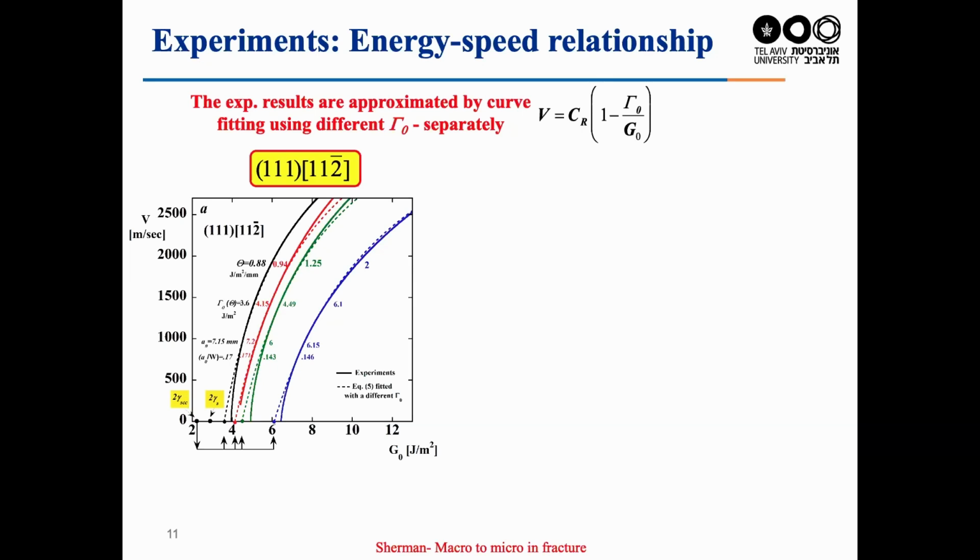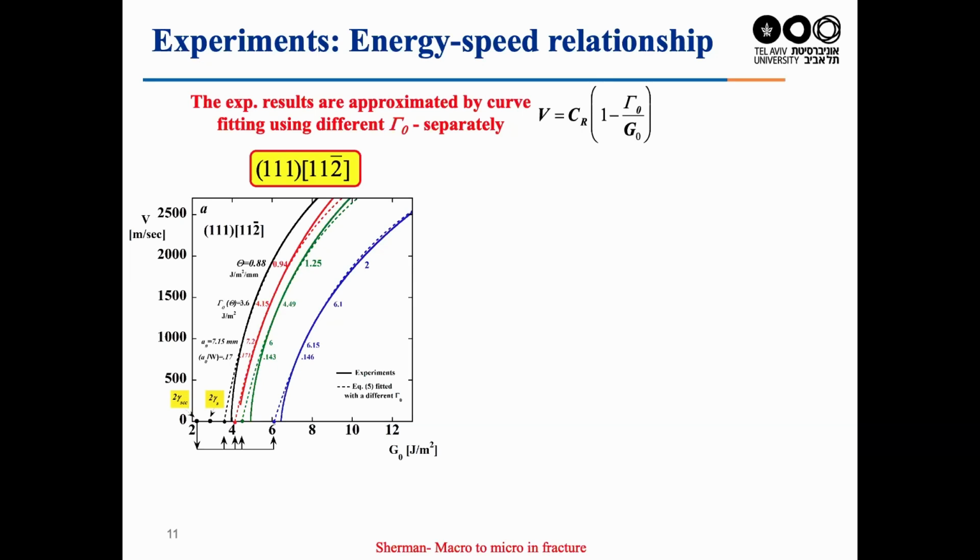2.2 is the cleavage energy under environment. So what we see here is that the crack increases the energy from 2.2. It initiates at 2.2. You cannot avoid it. But it starts to be dynamic only at 6 joule per meter square.